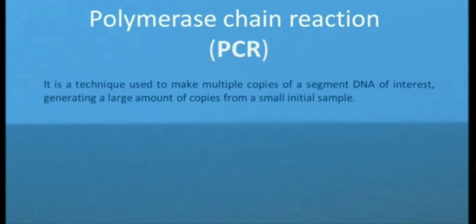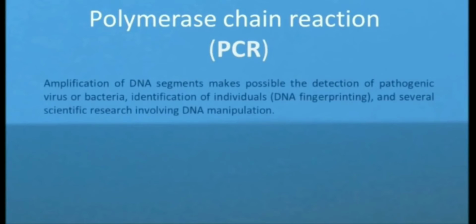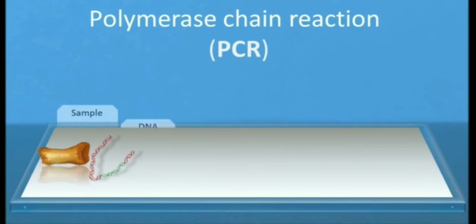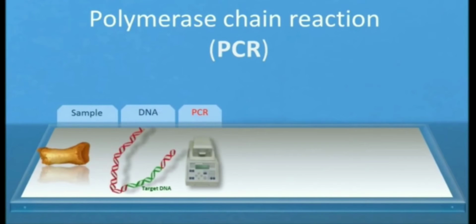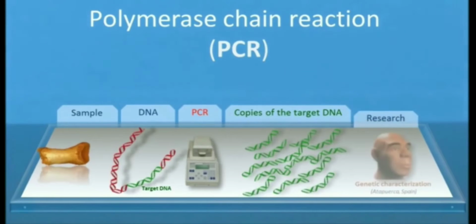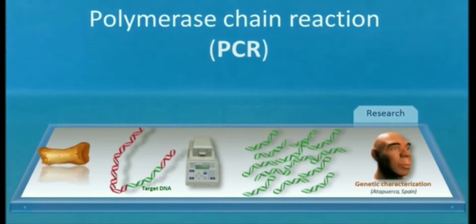What is PCR? PCR means polymerase chain reaction. The polymerase chain reaction is a technique of synthesizing multiple copies of the desired gene, or we can say DNA, and this technique was developed by Kary Mullis. In this technique, we take a sample of DNA, and by using the PCR technique, we are able to make multiple copies of DNA.